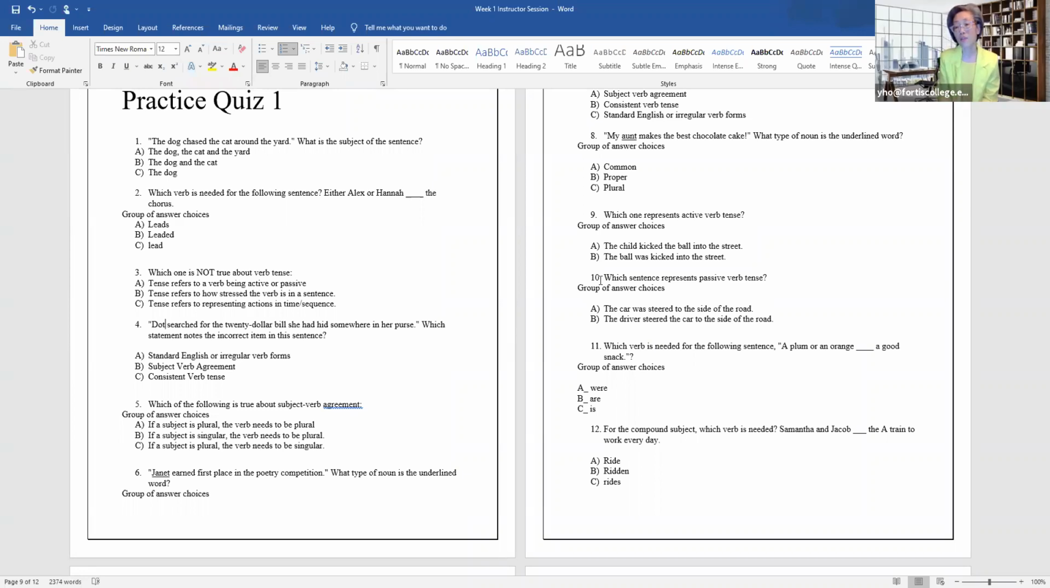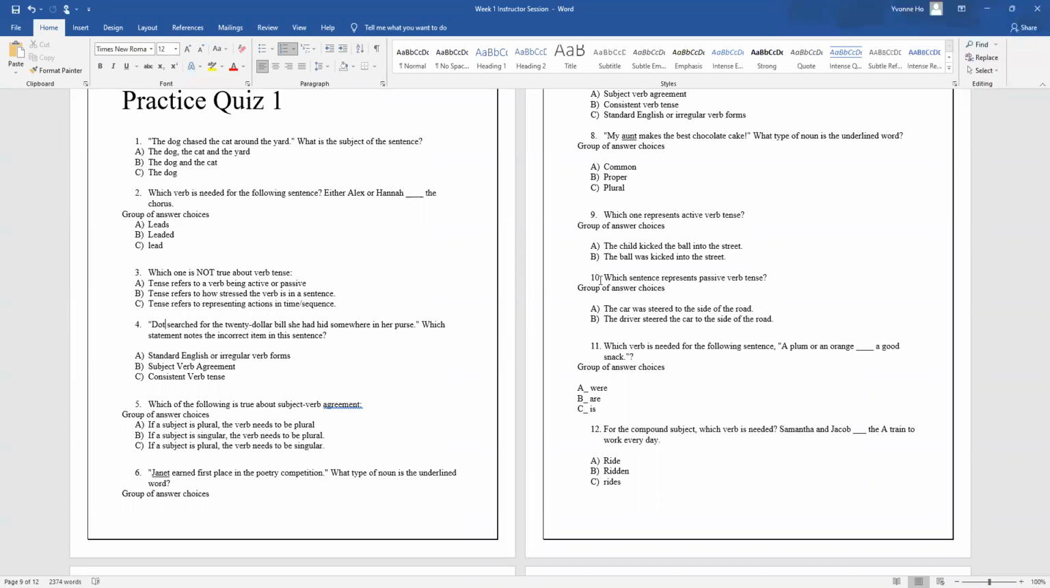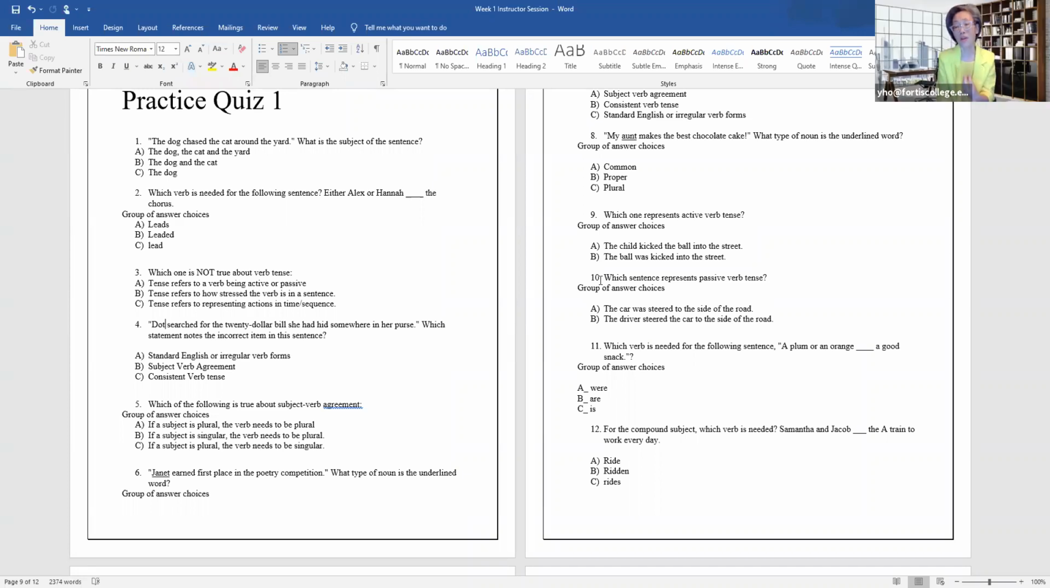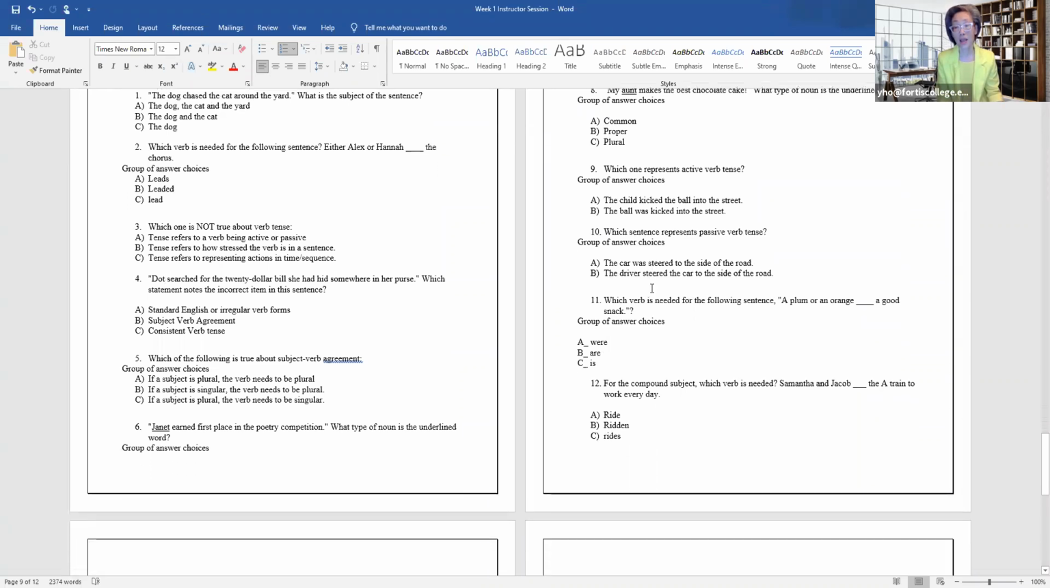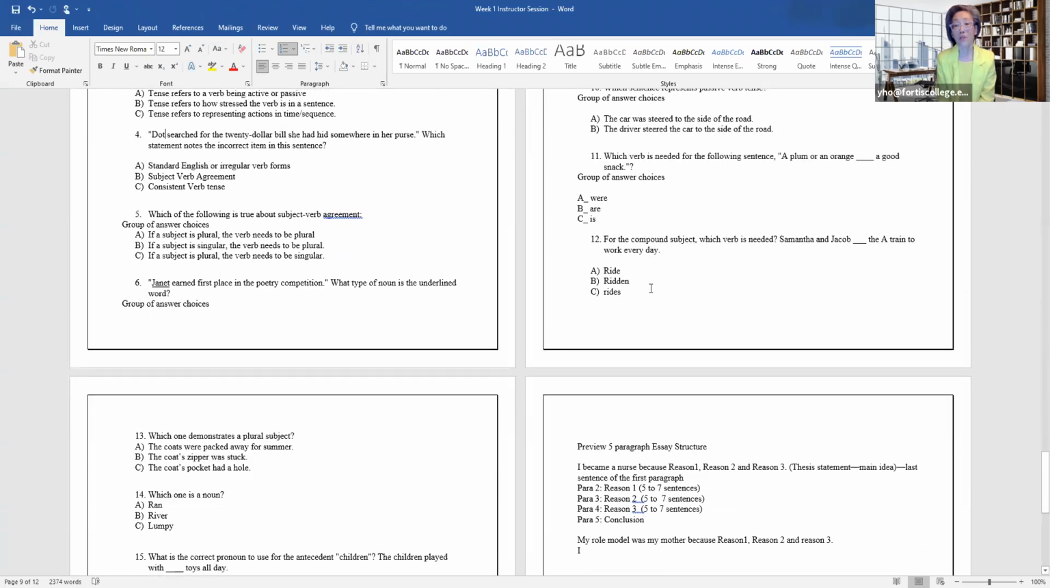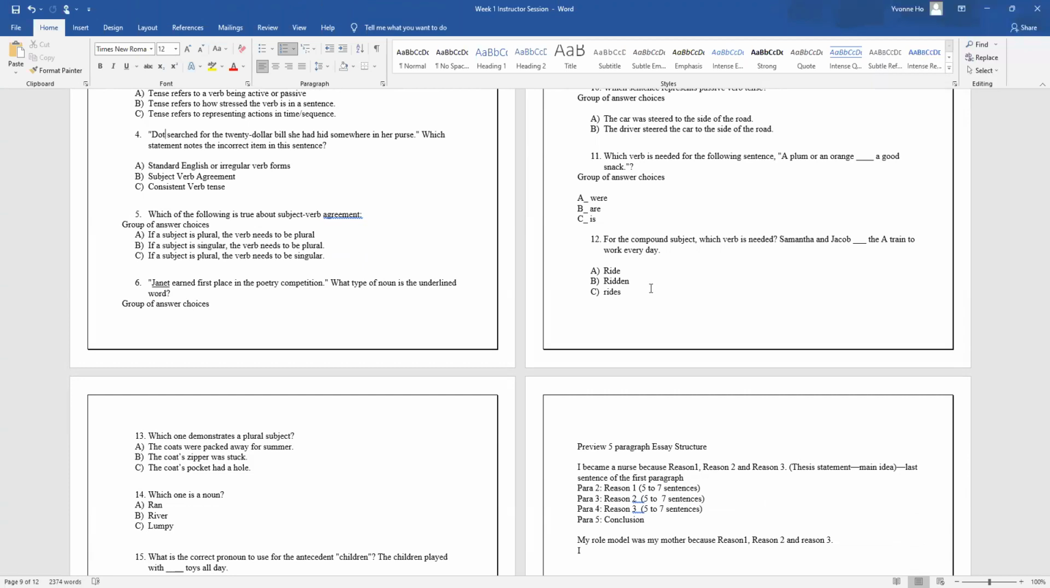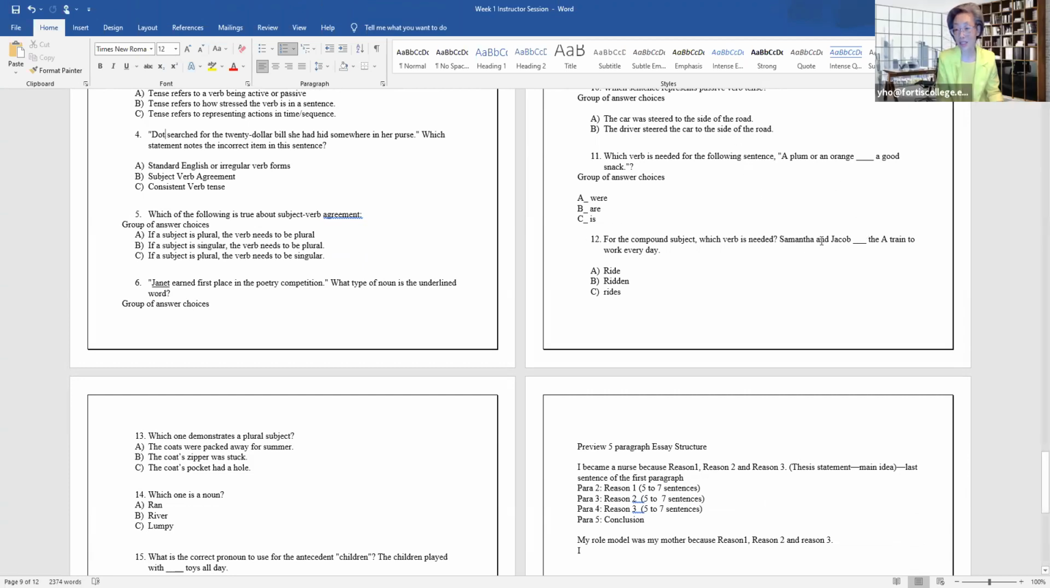Which verb is needed for the following sentence? A plum or an orange. Is it were, are, or is? Is, yes, because or. Whenever you have the coordinating conjunction or, it makes it a singular subject. For the compound subject, which verb is needed? Samantha and Jacob ride, ridden, rides. Ride, yes, because as soon as you have and, that's the trick, that makes it plural, and when you have or, that makes it singular.